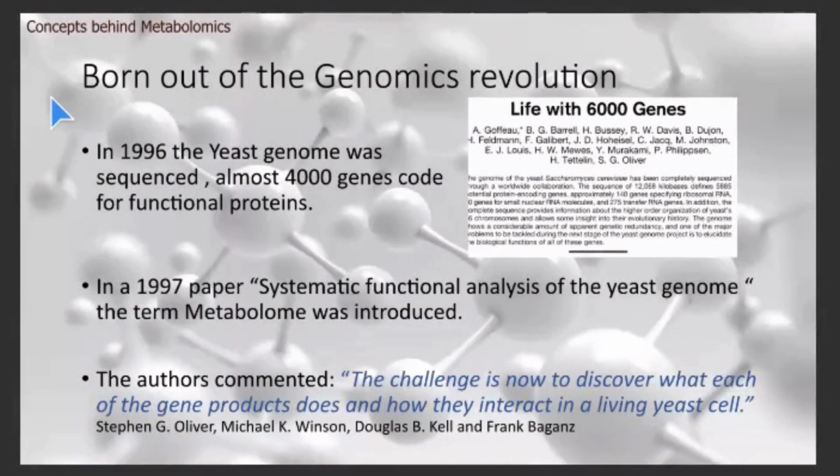a real seminal paper in terms of understanding how we use and why we want to use metabolomics came with the sequencing of the yeast genome. This was the largest genome then to be sequenced, and there was an important paper in 1996, with some 4,000 genes found to be encoded. But a paper a year later really used that information and talked about the functional analysis of the yeast genome, and it was in this paper that the term metabolome was widely introduced.